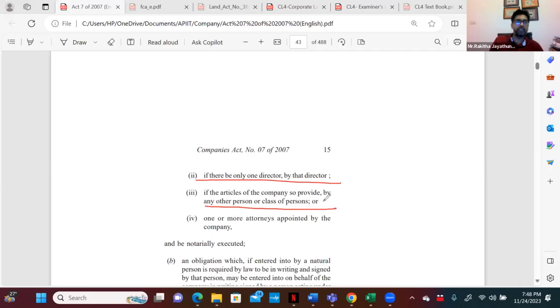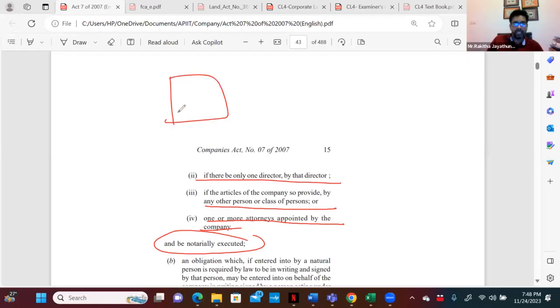So, the articles of association say, in the absence of directors, the senior manager, general manager, or the company secretary can sign. Then they also can sign on behalf of the company. Or 1 or more attorneys appointed by the company. Sometimes there can be situations where you appoint a person by a power of attorney. Don't think too much. You just have to reproduce this. That's all. And be notarially executed.